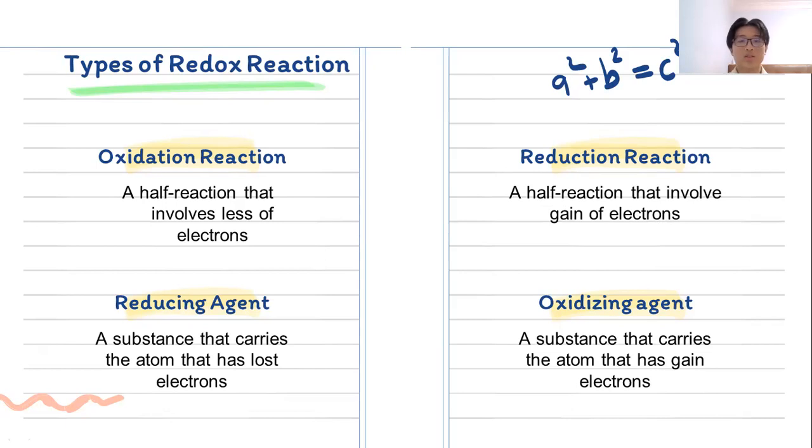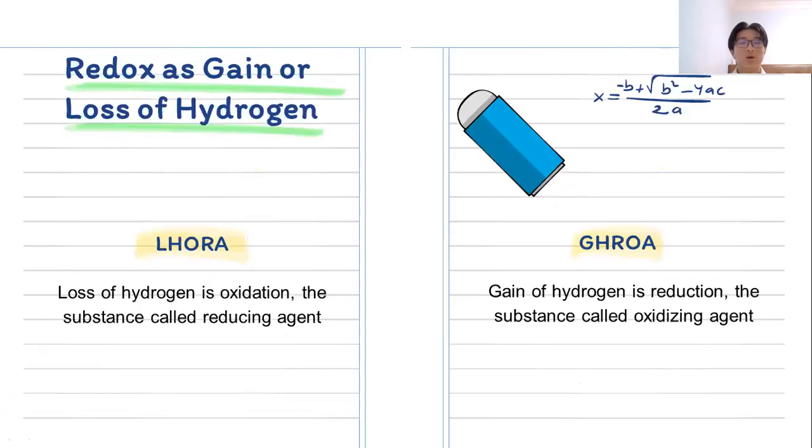So notice that the oxidation agent is correlated also with the reduction reaction, right? Now, there are three types of redox. Redox as gain or loss of hydrogen is the first redox. Now, to deep dive into this chemical reaction, we need to learn some acronyms to make the process of learning easier. First, we have LORA and GROA. What is GROA and LORA?